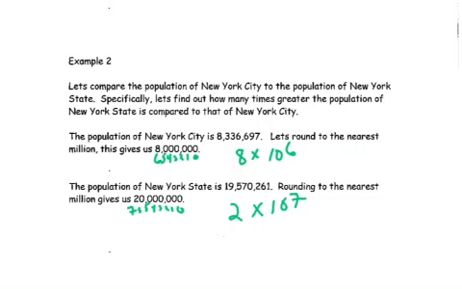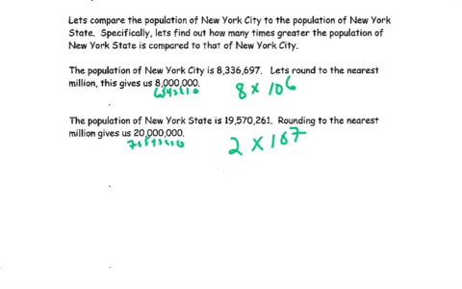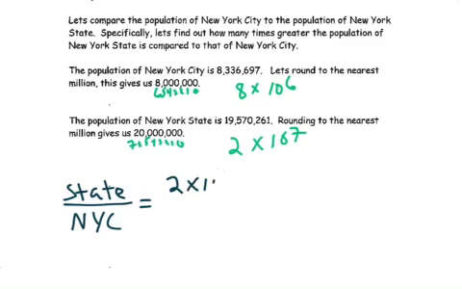Now I need to find how many times bigger the population of New York State is compared to New York City. Like we did before, we need to use division. I'm going to put the state on top because it's larger than New York City. So the state is 2 times 10 to the 7th, and this is what you want to be writing in your notebook. And the city is 8 times 10 to the 6th.